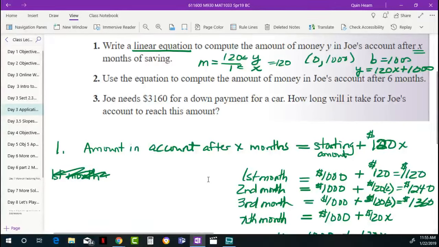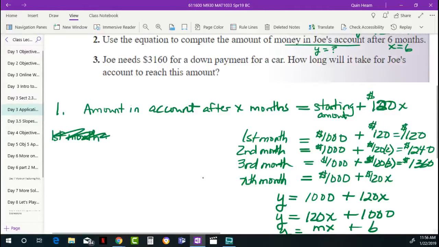So it says use the equation in number 2 to compute the amount of money in Joe's account after 6 months. So after you find the equation, we often want to use it, and we'll either be given the x and asked to find the y, or vice versa. So in this case, are they giving us the x or the y? Well, remember, x is the number of months of saving. So this is an x value they're giving us. x is equal to 6. And what they're asking us is how much money is in the account at the end of 6 months. That's your y value. So let's come down here to work number 2.